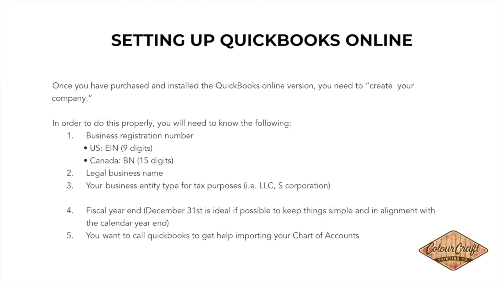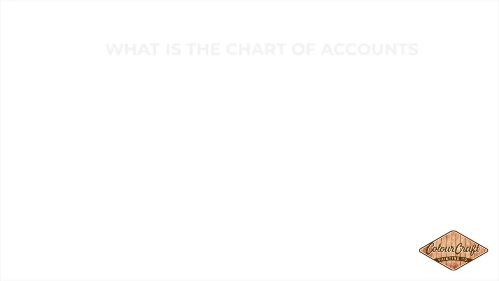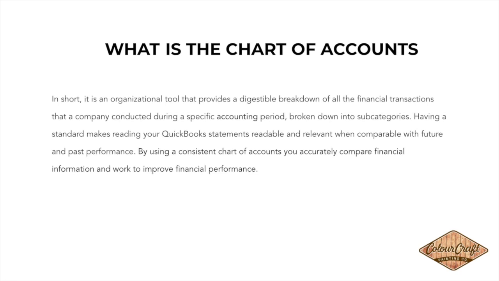So in this video, the chart of accounts, I'm going to tell you what it is, and I'm going to give you the best chart of accounts method to use for a painting company than what we use at Colorcraft, so that everything is consistently reported the same way every month and it's easy to track. So what is the chart of accounts? In short, it's an organizational tool that provides a digestible breakdown of all the financial transactions that a company conducted during a specific accounting period, broken down into subcategories. Having a standard makes reading your QuickBooks statements readable and relevant when compared with future and past performance. By using a consistent chart of accounts, you accurately compare financial information and work to improve your performance.